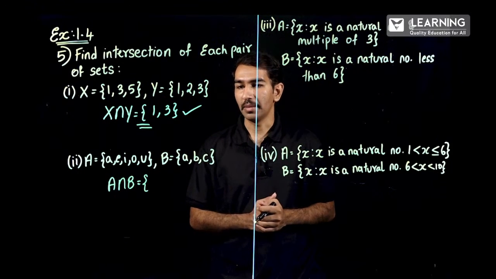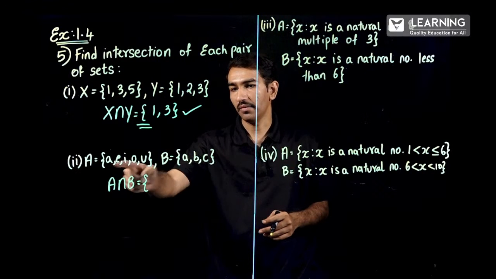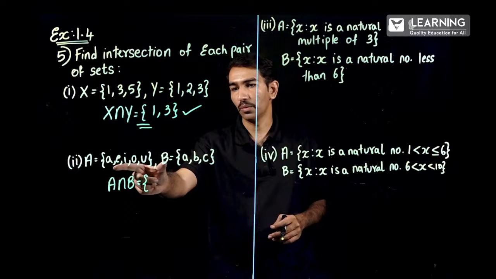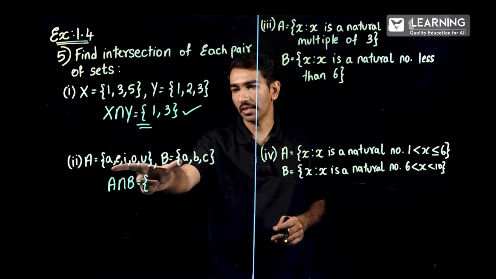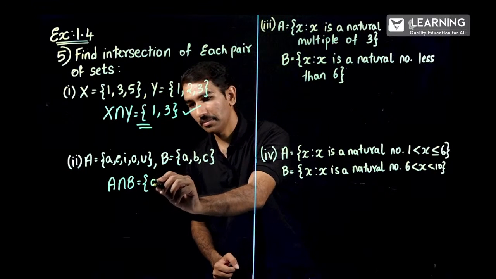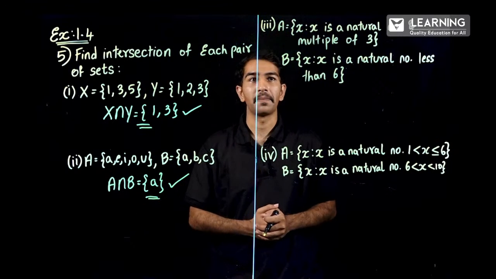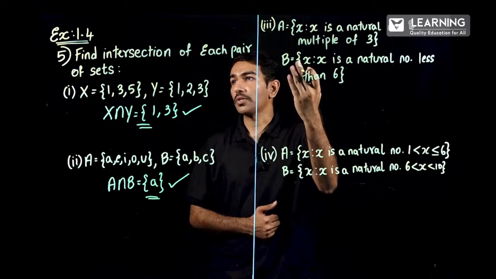So, what are the repeating elements or the common elements here? A we have, B, C we do not have here. So, only one element is repeating, which is A. So, A intersection B can be written as A only, and this answer will be right. Moving on to sub question number 3.